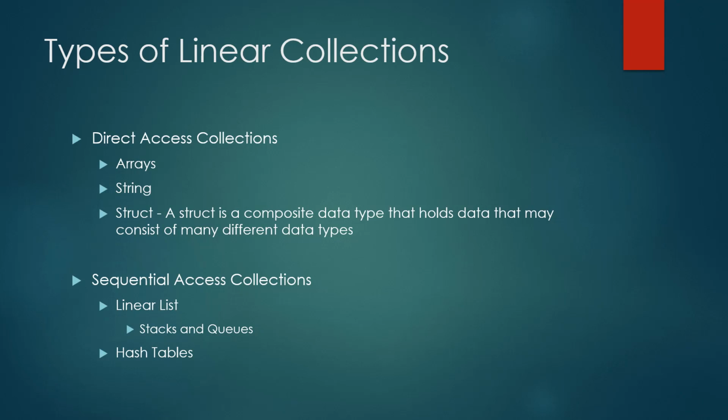Now there are some types of linear lists which restrict access to their data elements. Examples of these types of lists are stacks and queues. A stack is a list where access is restricted to the beginning or top of the list. Items are placed on the list at the top and can only be removed from the top. For this reason, stacks are known as last in, first out structures.